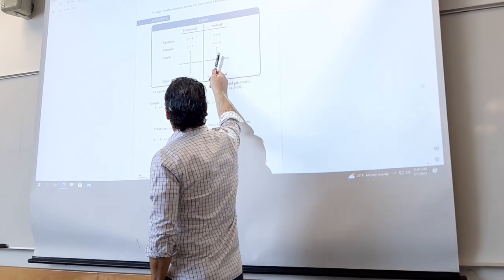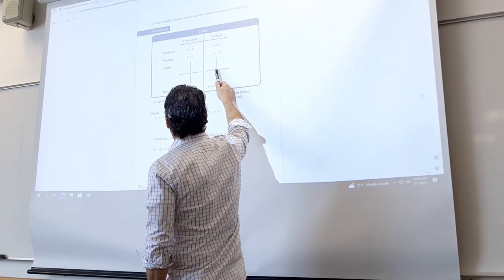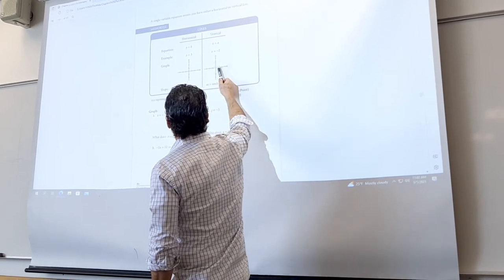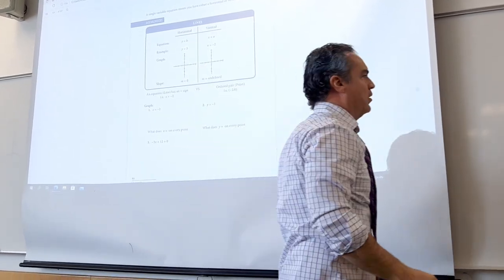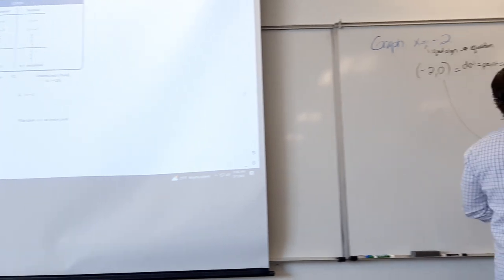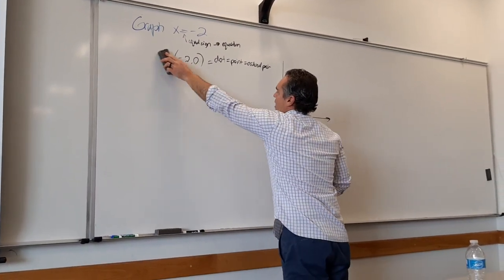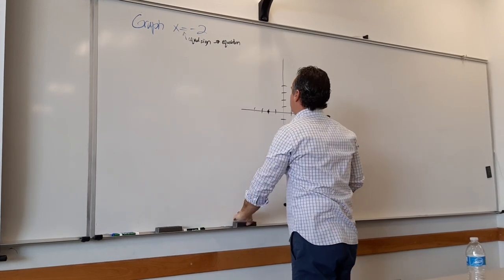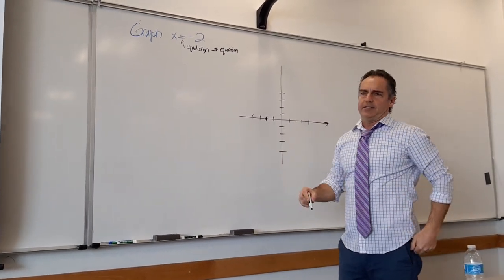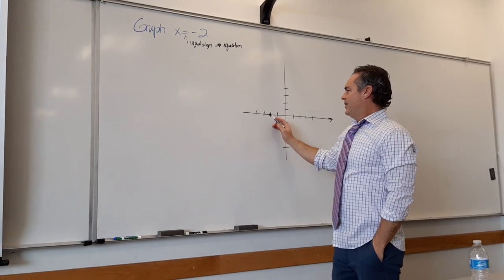So we're going to fill in this chart right now. We're going to graph these. First one, we're going to graph x equals -2. They asked us to graph it here. We're actually going to put it on this little graph right here in this chart. So here's what I want you to understand. I'm not graphing a dot, I'm graphing an equation. So how do I graph this? Dot and then you go vertical line.